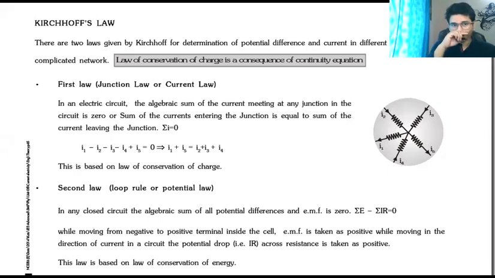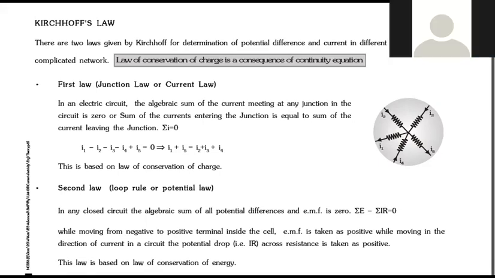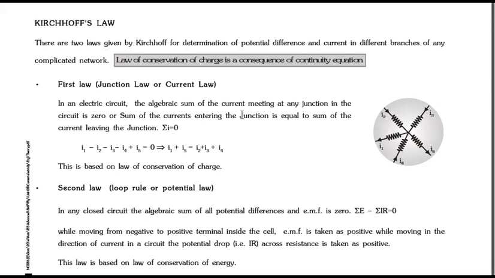Now we know that when you talk about Kirchhoff's law, there are two Kirchhoff's laws, right? One is junction law, and second is loop law. So what is junction law? I've already uploaded this, so you can just go through it for definitions and notes. When you talk about a junction law, it says that the net current, either entering the junction or leaving the junction, should be zero. The sum of net current entering or leaving the junction is zero.